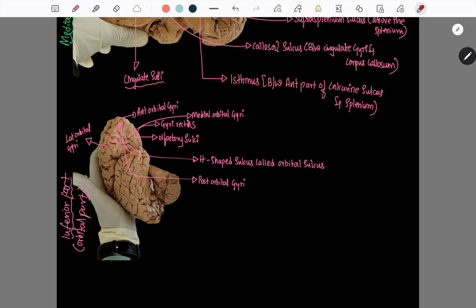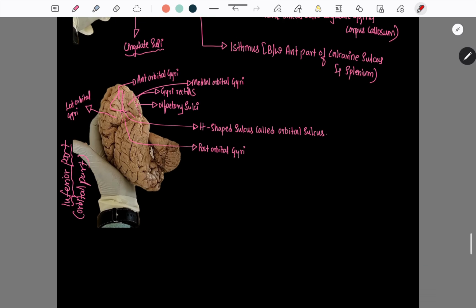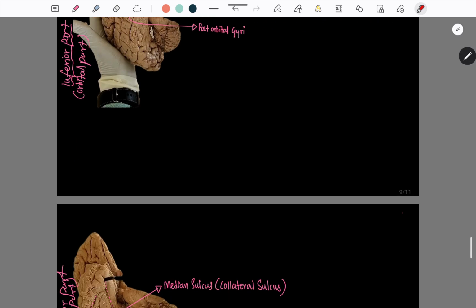This H-shaped orbital sulcus divides the orbital lobe into four gyri. Above is called the anterior orbital gyrus, below is the posterior orbital gyrus, and then the medial orbital gyrus and lateral orbital gyrus. Okay, this is the orbital part.